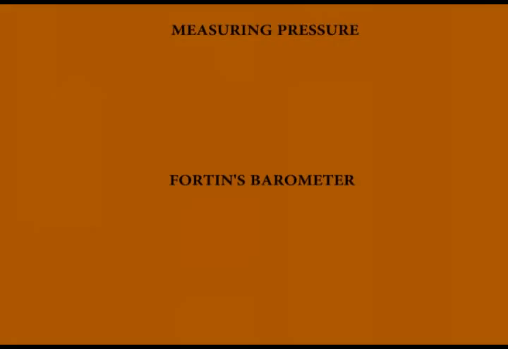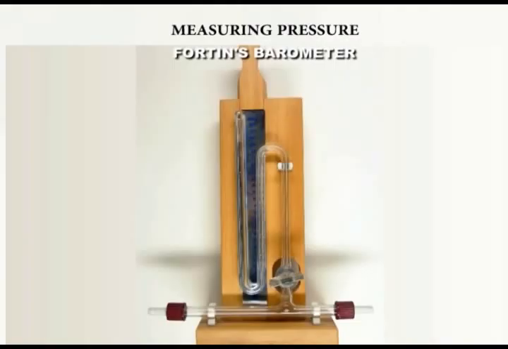Another instrument for measuring pressure is a floating barometer. Usually, the simple mercury barometer cannot be used for accurate measurements of atmospheric pressure. An improved version called the floating barometer is used where high precision is required.